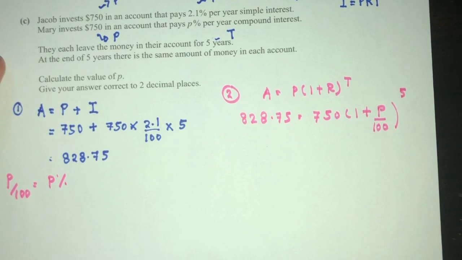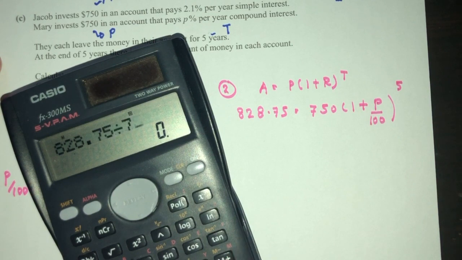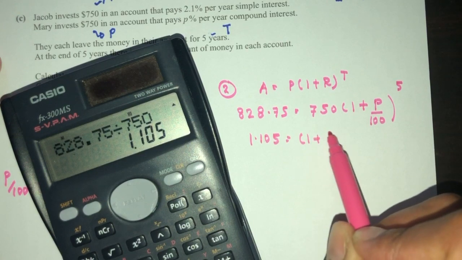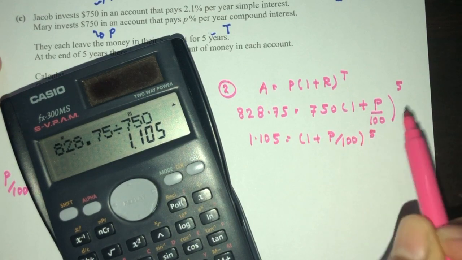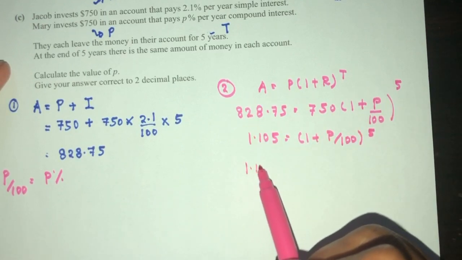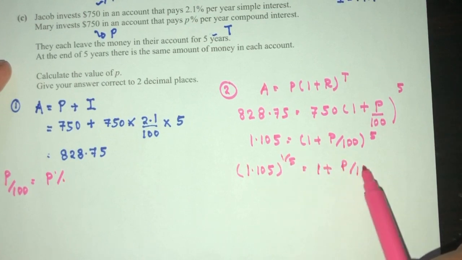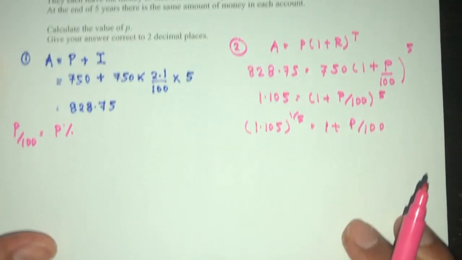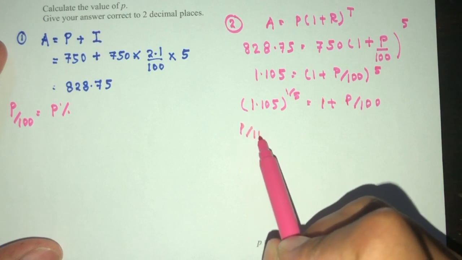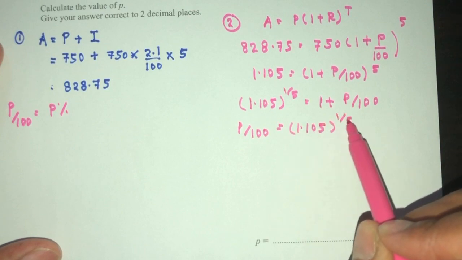So now we have to solve. One by one, we first divide by the principal. 825.75 divided by 750, that will be 1.105. That will be 1 plus P over 100, which is P%. And then we have to simplify this power here. We have to send this over here. That will become 1.105 to the power of 1 over 5, equal to 1 plus P over 100. So finally, we send this over here. That will give P% equal to 1.105 to the power of 1 over 5 minus 1.